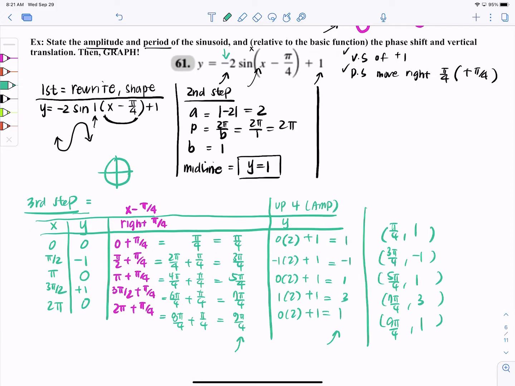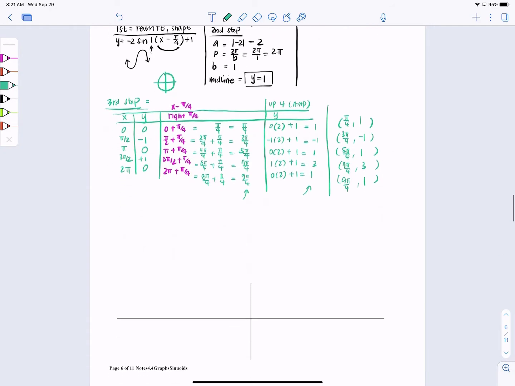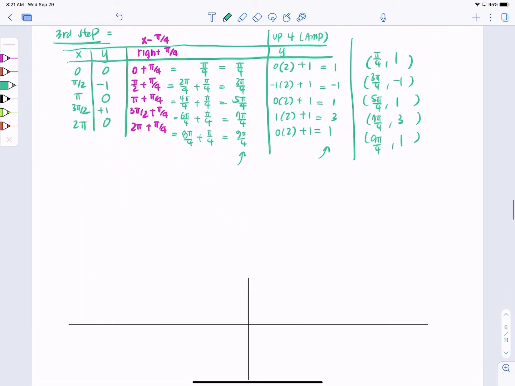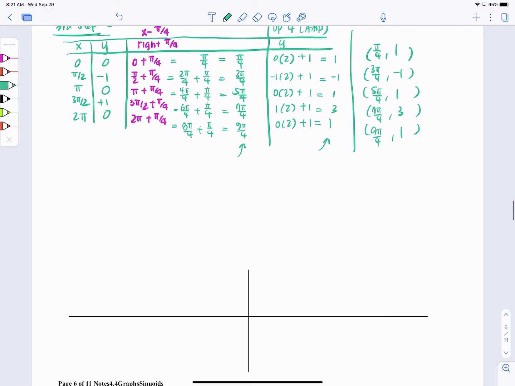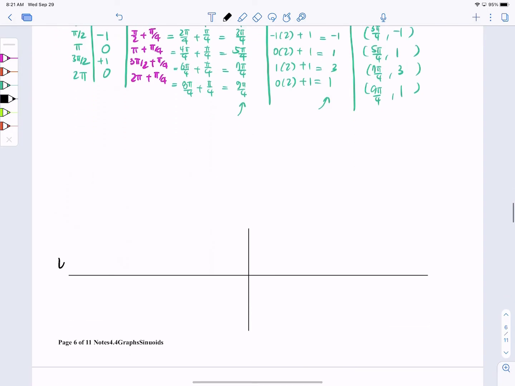Okay, so let's sketch it now. You have those points, you're going to graph it here. I'm going to move it up a little bit. But you know what I like to do, you guys? What I like to do when I'm doing this is I like to pretend that my vertical shift, or the midline, my graph is starting at y equals 1.